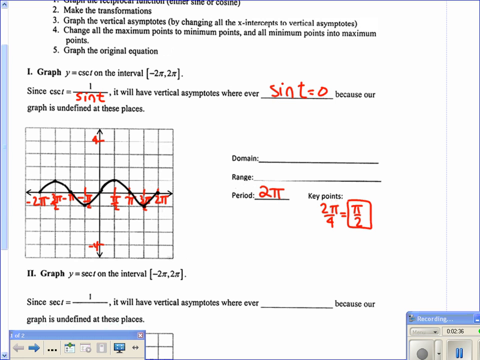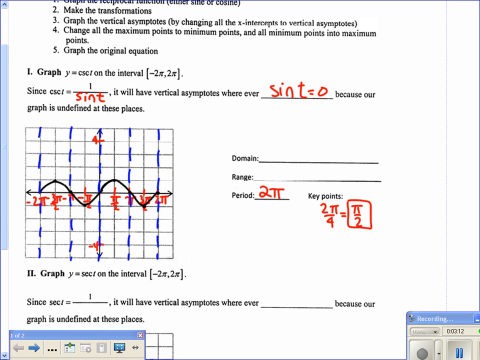Now remember that the cosecant graph is 1 over sine. So wherever sine is 0, I know that I'm going to have a vertical asymptote at that place. So any place where sine is 0, we're going to put in our vertical asymptotes. Sine is 0 at 0, so we have a vertical asymptote right here. Pi is also 0. 2 pi is 0. Then we have negative pi and negative 2 pi.